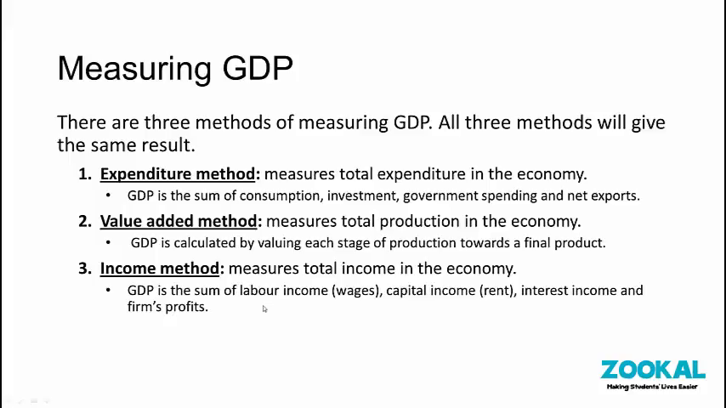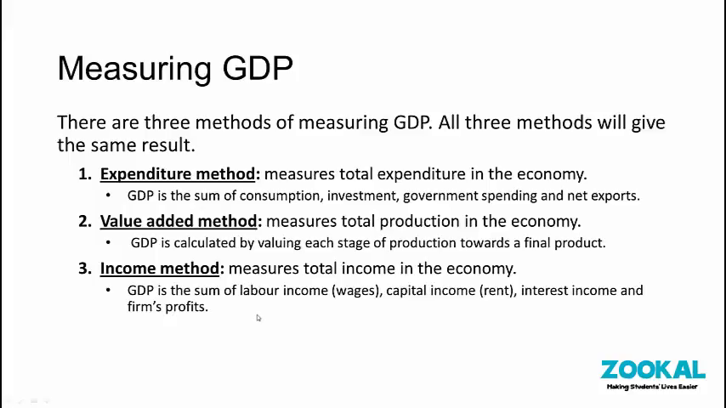So this measures the total production in the economy. GDP is calculated by valuing each stage of production towards a final product. And the final method of calculating GDP is using the income method. So the income method measures the total income in the economy. So it's a sum of labor income, which is also known as wages, capital income, which is also known as rent, and interest income and firm's profit.